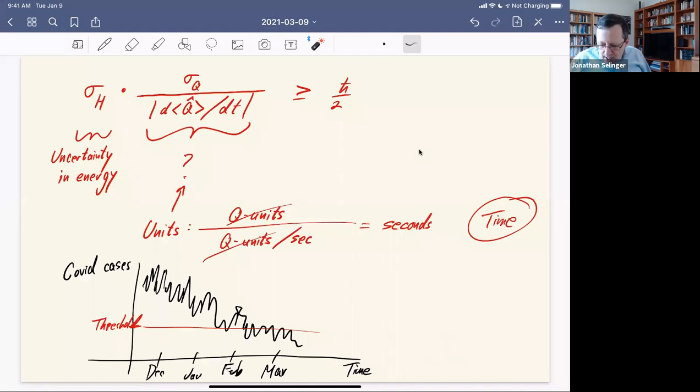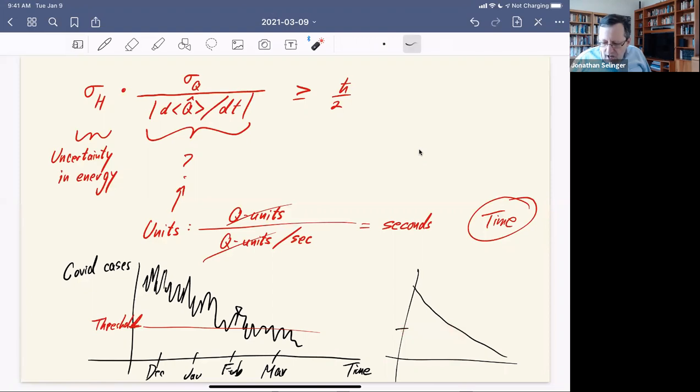Okay, so if you had no uncertainty, if you knew the case rate with no uncertainty, and then you just had a plot like that, oh, well, then you would have no uncertainty about when it crosses the threshold, right? You would say, oh, it crosses the threshold at exactly this time.